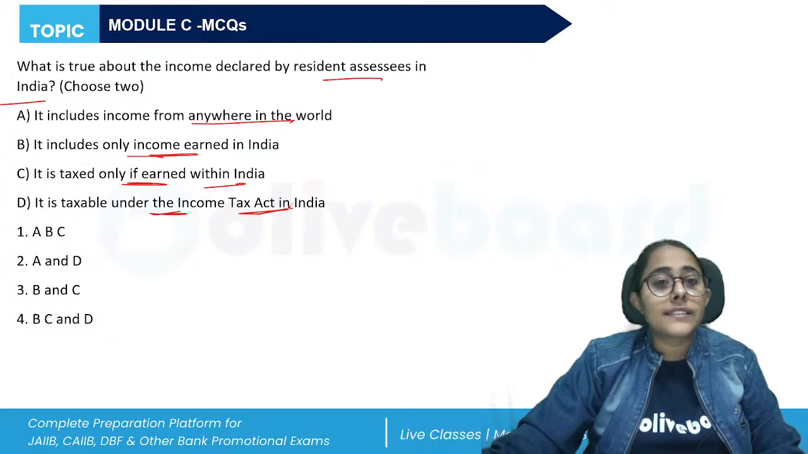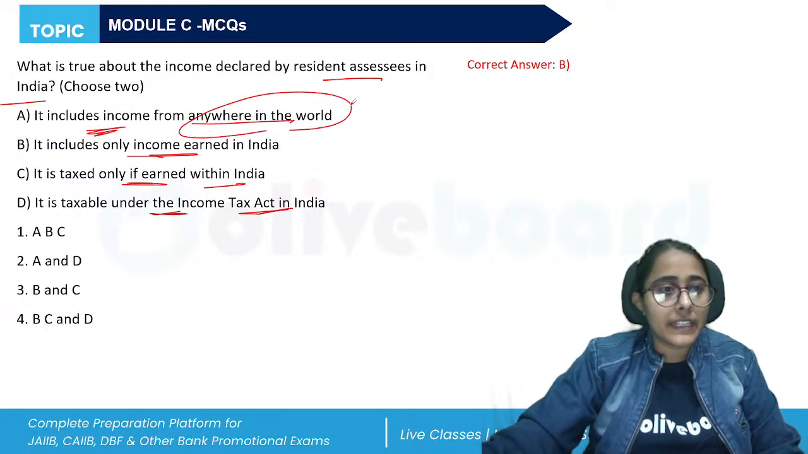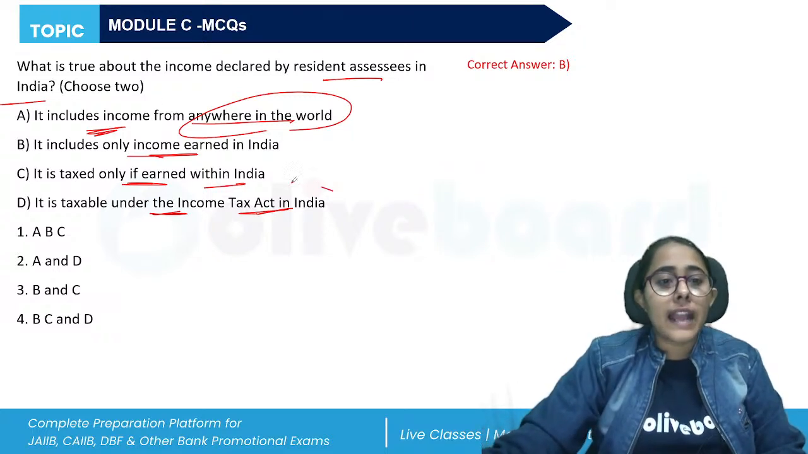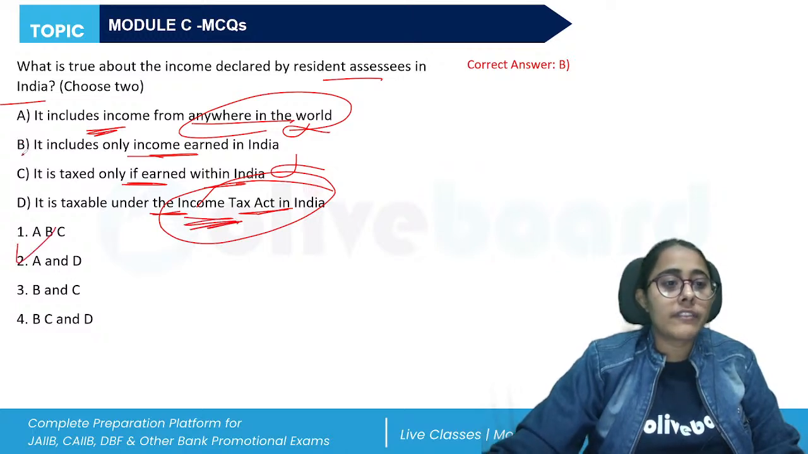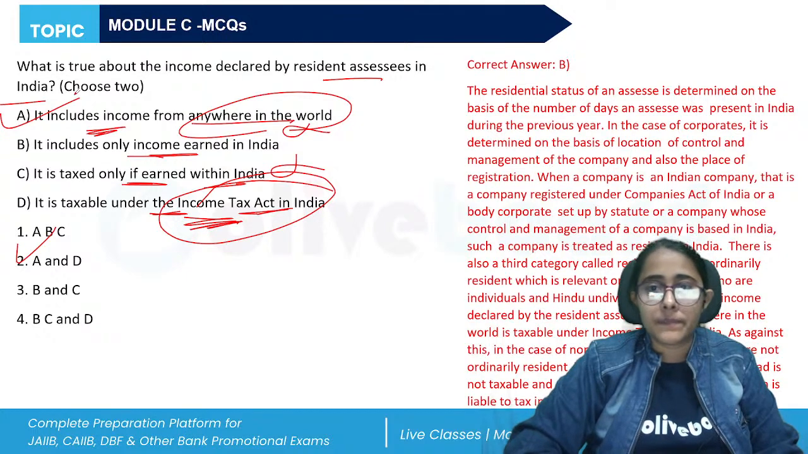So the income that is declared by the resident assessees in India regarding their income, it will include the income if they are earning it from anywhere in the world, and this income will be taxable in the Income Tax Act. It will not include only income earned in India, or only income taxed in India. If it is included in the Income Tax Act and if it is earned from anywhere in the world, it will be included in the declaration.